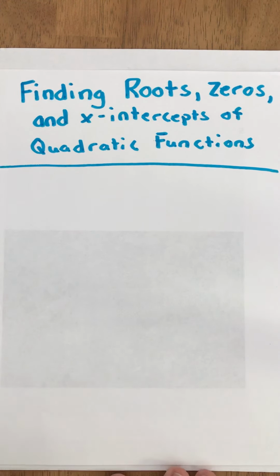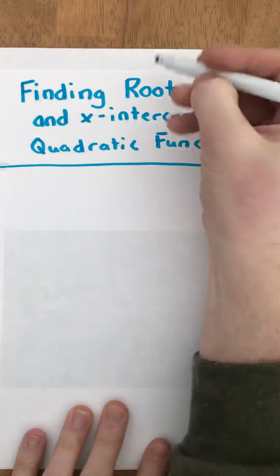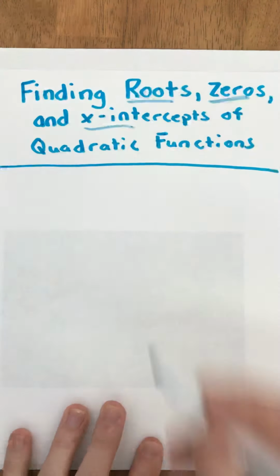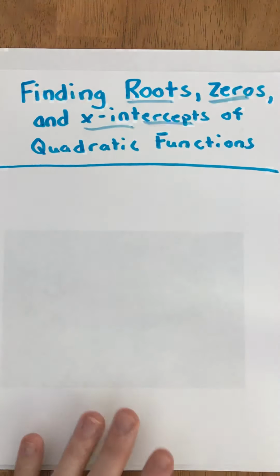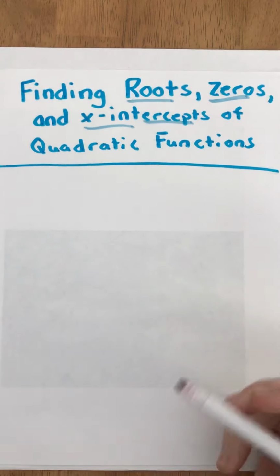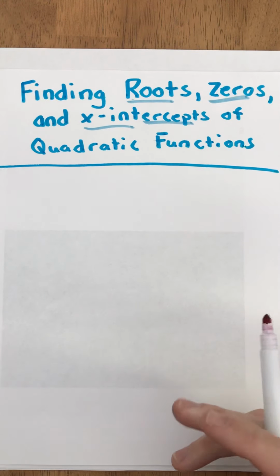So what we're going to be doing today, which I know is going to sound like a lot, is finding the roots, zeros, and x-intercepts of quadratic functions. Now this sounds like we're going to be finding a lot of things, but in reality, all of these things actually mean the same thing. The roots, zeros, and x-intercepts of a quadratic are all referring to exactly the same thing. Somebody could ask you to find the roots and somebody could be asking you to find the zeros, and in both cases you're going to be finding the same thing.